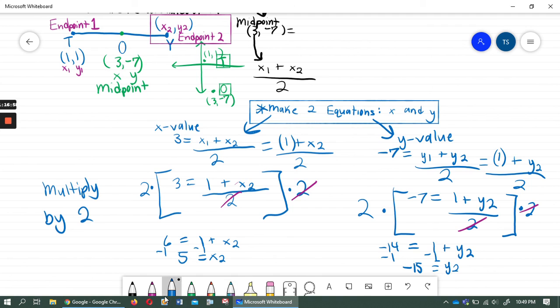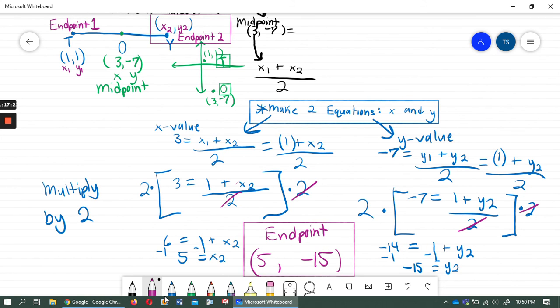And guys, the final answer will be written in our xy form for that second endpoint. That x2 and y2, we have to write our answer in that form, (5, -15), in that xy ordered pair form. We have to write it like that. That's our answer, guys. That's it.